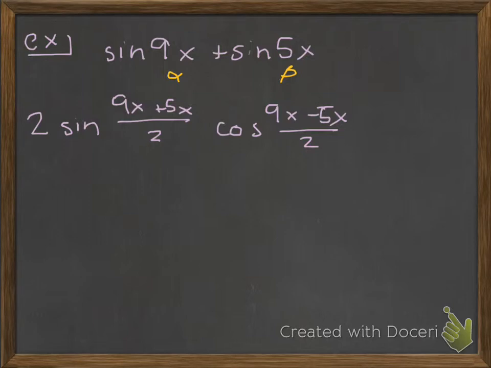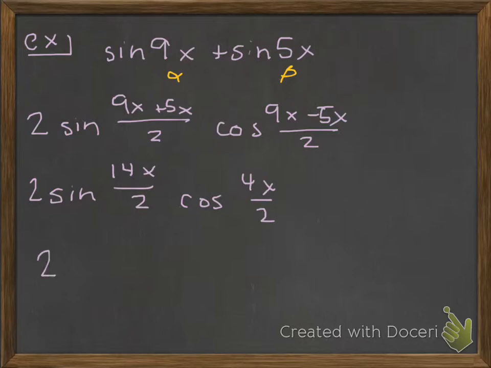And now we just have to condense these fractions, so I get 2 sine of 14x over 2 and cosine of 4x over 2. And the last thing I would expect you to do is divide all the way. If it doesn't divide evenly, you can leave it as a fraction. Otherwise, I do expect you to divide. So we get 2 sine of 7x, cosine of 2x. And that would be it. So again, you're just looking at the formula, you try plugging it in, and you condense what you can. So let's try one more.